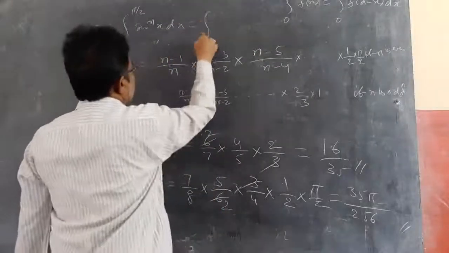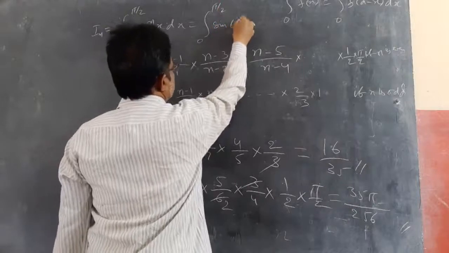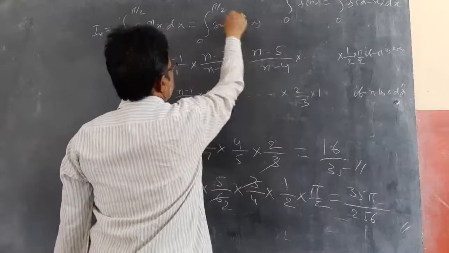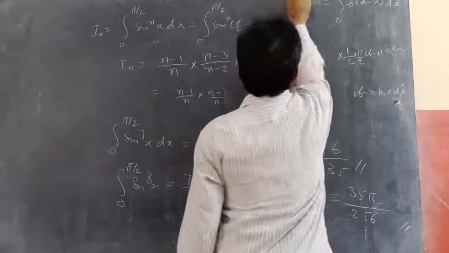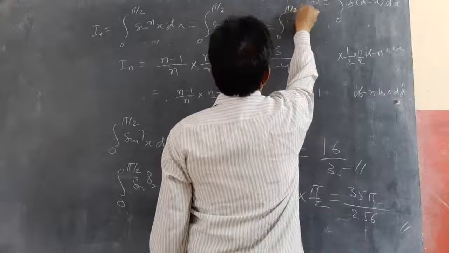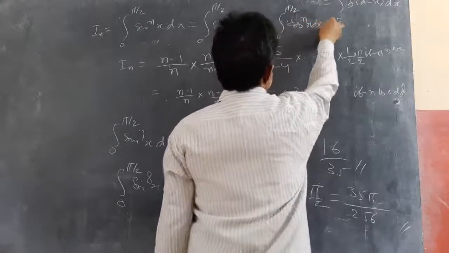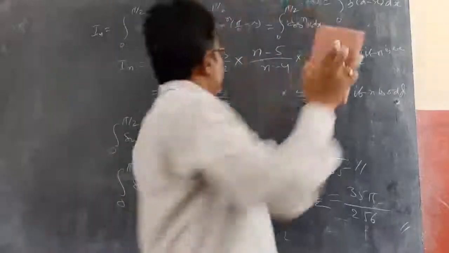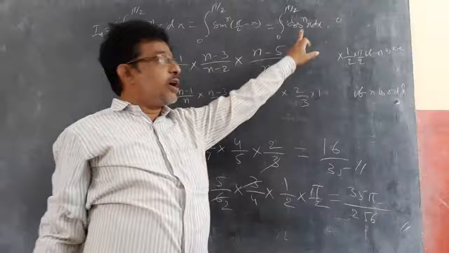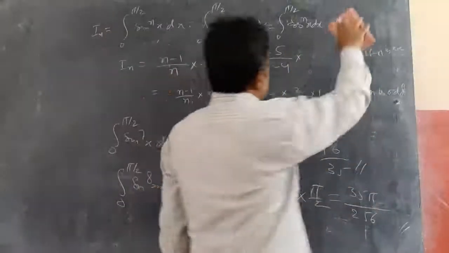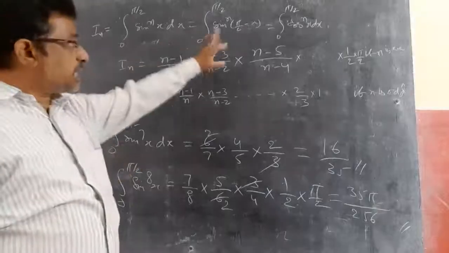Means the integral of 0 to pi by 2 of sin of pi by 2 minus x, power n. As usual, sin of 90 minus theta is cos theta. So this becomes the integral of 0 to pi by 2 of cos power nx dx. So what I want to say is that the integral of 0 to pi by 2 of sin power nx or cos power nx, the formula is the same, it doesn't change.